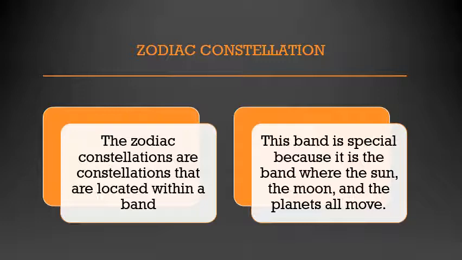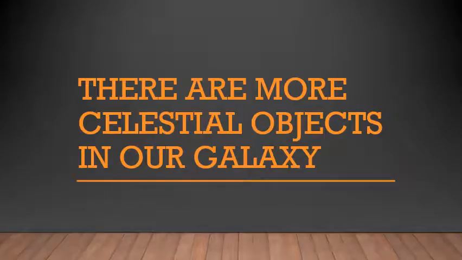There are 13 zodiac constellations. In ancient times, 12 of these were used as signs for the zodiac calendar and astrology. Looking at these constellations, the astrologers used to tell us what was going to happen in the future. So that was the use of the zodiac constellations.